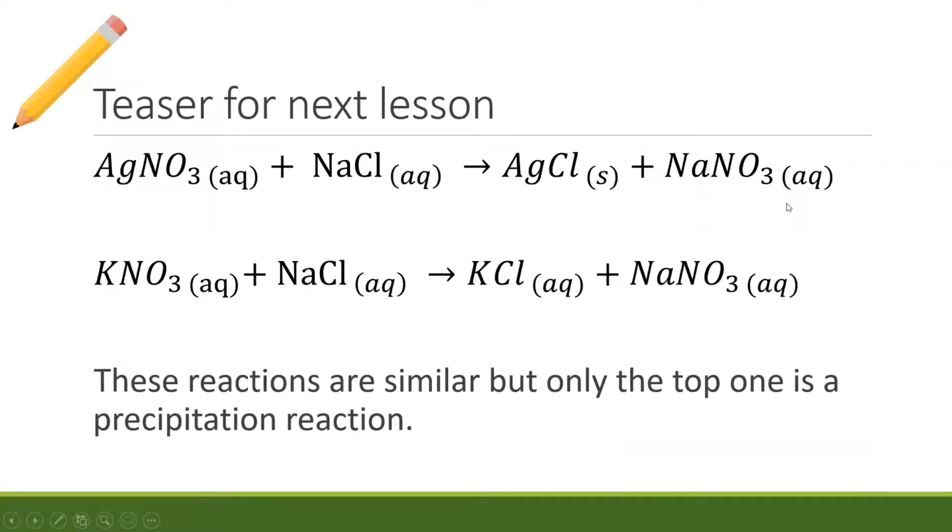We did two more. This was just a bit of a teaser for the next lesson. We said, look how this one, we're taking silver nitrate plus sodium chloride, and potassium nitrate plus sodium chloride, we get silver chloride and potassium chloride. The silver chloride is a solid, but the potassium chloride is not. And so we said the top one is a precipitation reaction. You're making a solid, whereas the bottom one isn't.